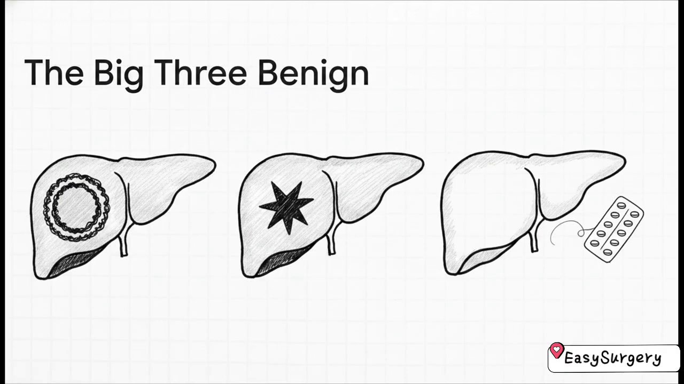So you need to lock in these exam one-liners for the big three. First up, hemangioma. This is the most common benign liver tumor overall. On a CT, you're going to see peripheral nodular enhancement that slowly fills in. Second is FNH, which uniquely features a classic central stellate scar. And third is hepatic adenoma. This one has a massive association with oral contraceptive pills and requires incredibly strict monitoring because of its rupture risk and a roughly 10% risk of malignant conversion.